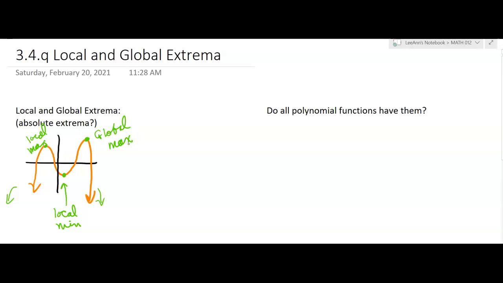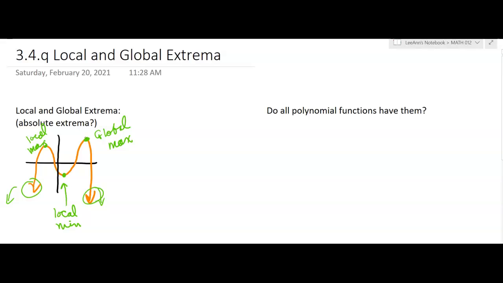There's no global min in this picture because of the end behavior. It keeps going on and on, down, lower and lower. So there's no global minimum in this picture. So your local ones, right around the vicinity, are a max or a min. It's a max if it's going from increasing to decreasing. It's a min if it's going from decreasing to increasing. The global is going to be the one that's the highest point if it's a max, or the lowest point if it's a min.